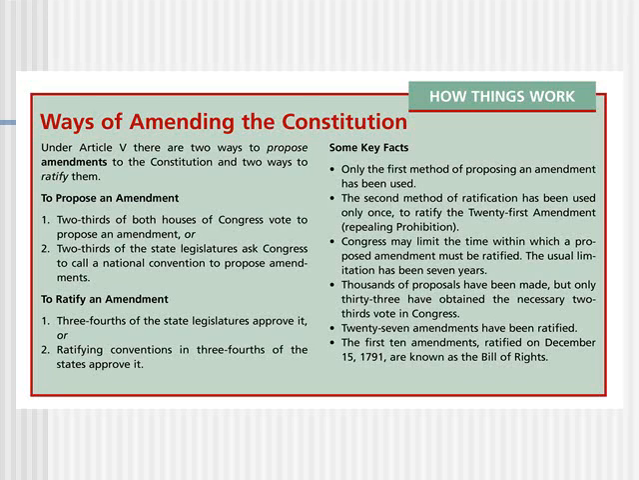See, I know stuff. I hadn't even looked at the slide yet. Congress may limit the time within which a proposed amendment must be ratified. The usual limitation has been 7 years. Thousands of proposals have been made, but only 33 have obtained the necessary 2/3 vote in Congress. 27 amendments have been ratified. The first 10 amendments were ratified on December 15th, 1791, and are known as the Bill of Rights.